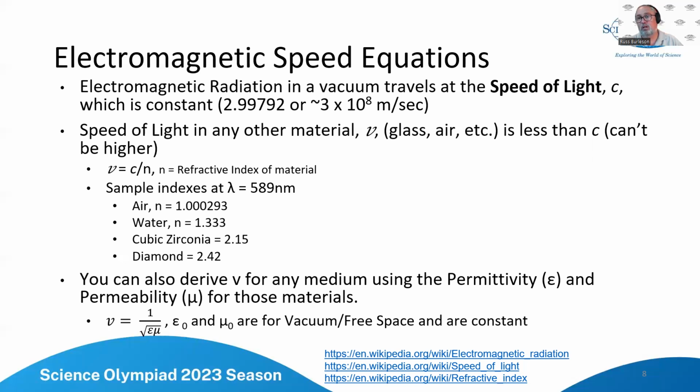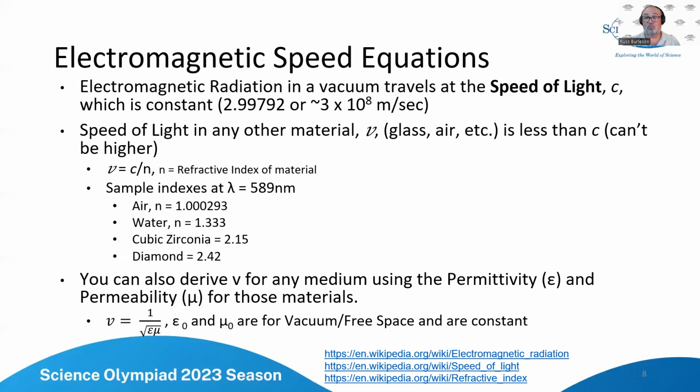Okay. So another way that you can figure out the speed of light in any material is if you know the permittivity, which is given here by epsilon, and the permeability given by mu for those materials. And if you take 1 divided by the square root of the product of the permittivity and permeability, that will give you the speed of light in that material. Okay. Now, if you ever see epsilon naught, which is like epsilon with a 0 on it, or mu with a 0 on it, mu naught, those are the permittivity and permeability of free space, and those are just constants.